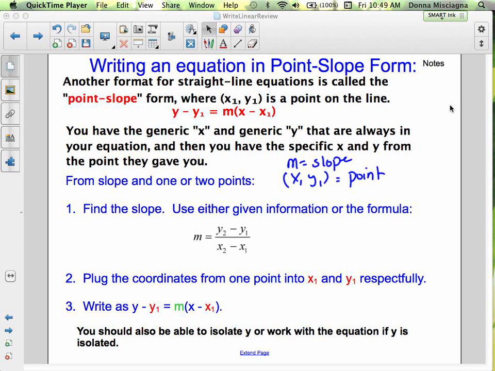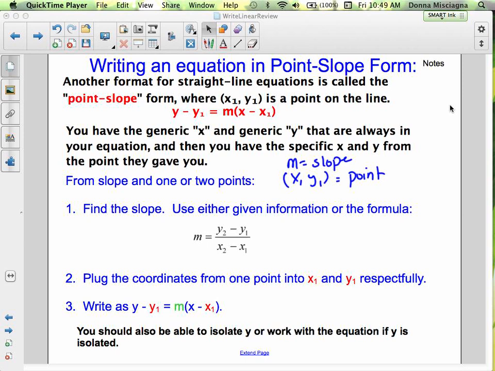So now we're going to be writing an equation in point-slope form. Another format for straight line equations is called the point-slope form, where (x1, y1) is a point on the line. And the format for point slope would be y minus y1 equals m times x minus x1. You have the generic x and y that are always in your equation. That's what makes it a linear equation. We have x and y with no exponents or anything else done to them. And then you have the specific x1 and y1 from the point they gave you.